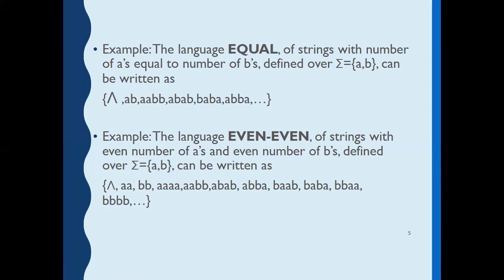In the next example, we have the language EVEN. Even language of strings with an even number of A's and an even number of B's. Even number means 0, 2, 4, 6, 8. We will have an even number of A's and an even number of B's. We have discouraged odd string length in this, and the alphabet set used is A, B.